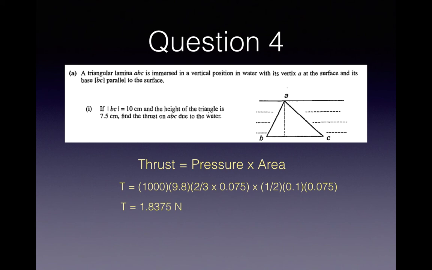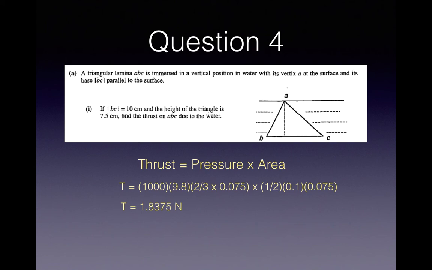So thrust is pressure by area. The pressure is rho g h, it's in water, so that's 1000, g is 9.8, and what we need is where the centre of gravity of the triangle is. Now if you remember, the centre of gravity of the triangle is closer to the fatter side, and if you were to draw a line from one vertex perpendicularly down to an opposite side, as is the case in the diagram, you have a vertical line from A down to the line BC. The centre of gravity breaks that line up in the ratio of 2:1.